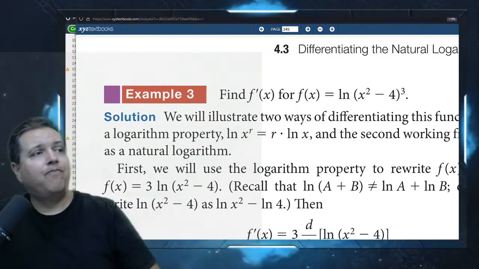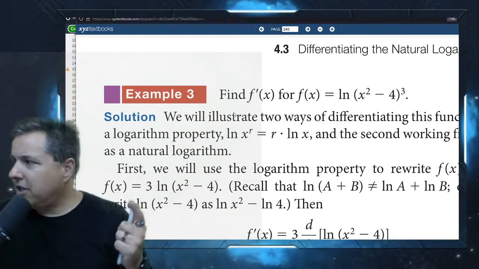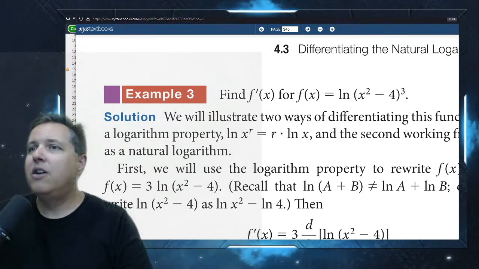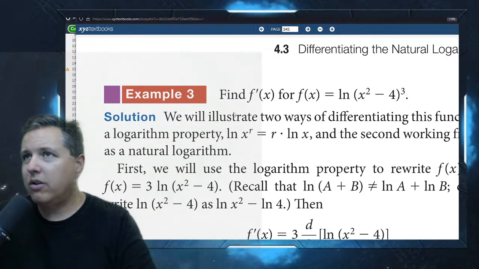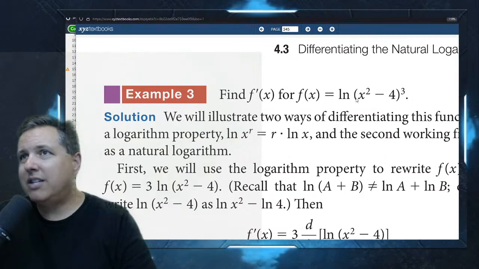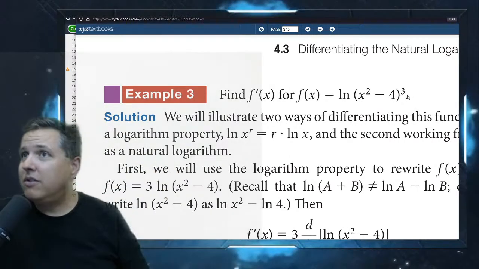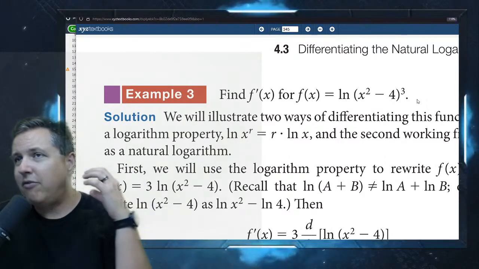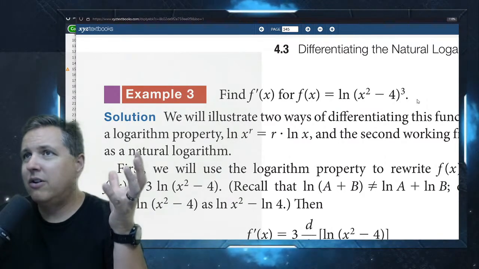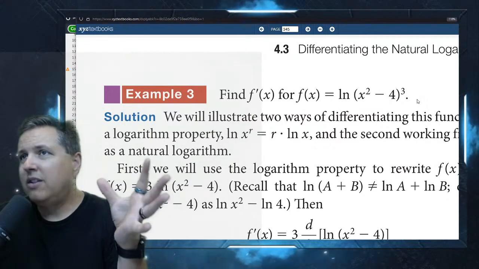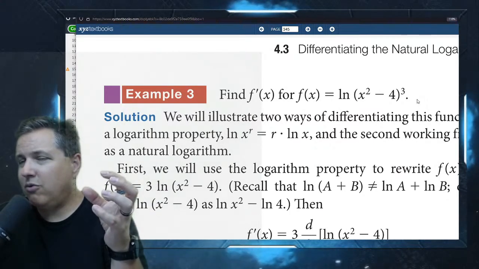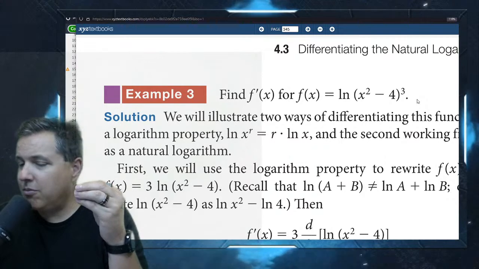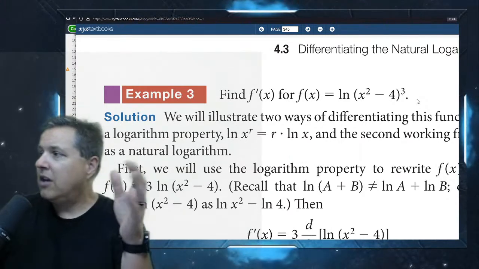So what if we have this? What's different about this problem? How is this different than what we were doing before? Well, the difference is that now it's not just natural log of something in parentheses. It's natural log of something in parentheses being cubed. So see how we have another layer of the chain rule? We have a very outer layer, which is the natural log. Then we have the next inner layer, which is the cube, and then we have the innermost layer, which is x squared minus 4.